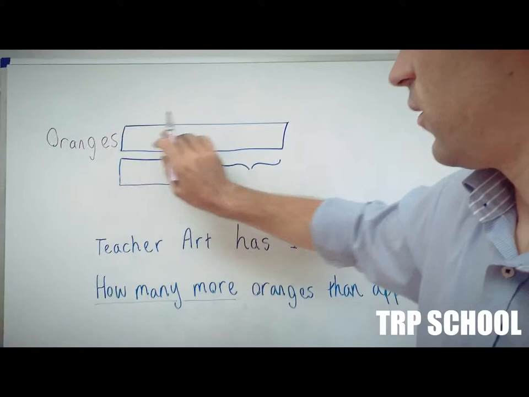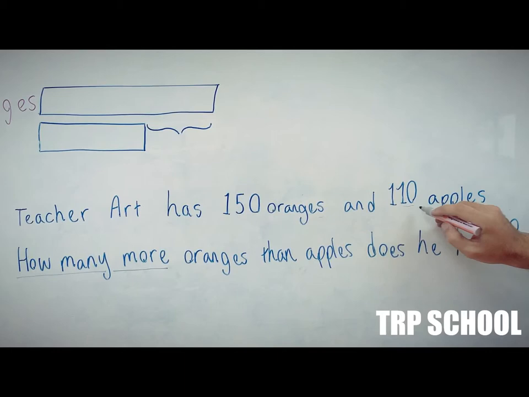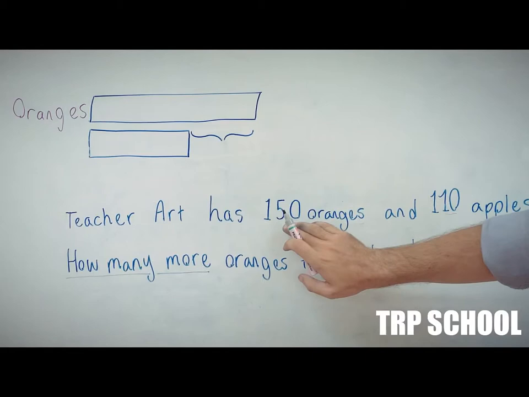Oranges, right here. Now, it says I have 110 apples. Because 110 is smaller than oranges, I'm going to write it in my smaller box.